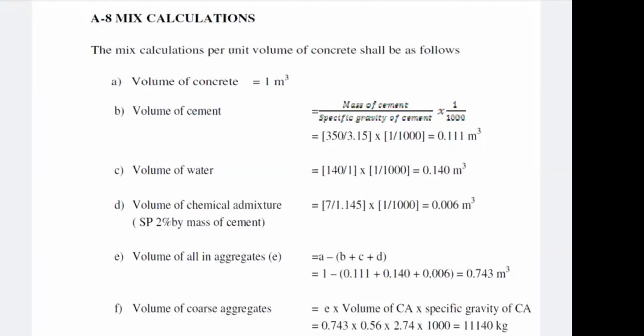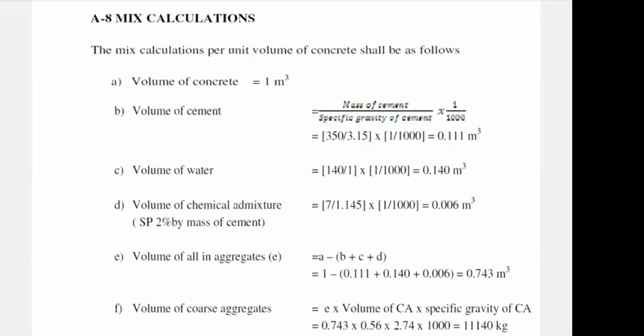Now the volume of all-in aggregate. How to calculate the volume of all-in aggregate? That is very simple. You can directly go through the above formulas: A minus B plus C plus D. That will give you the volume of all-in aggregate. This is not specifically coarse aggregate or fine aggregate. This is the volume of all aggregate, which contains the volume of coarse aggregate as well as the volume of fine aggregate. That will come to 0.743 m cube.